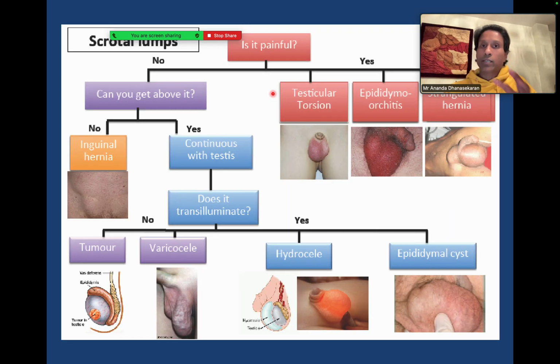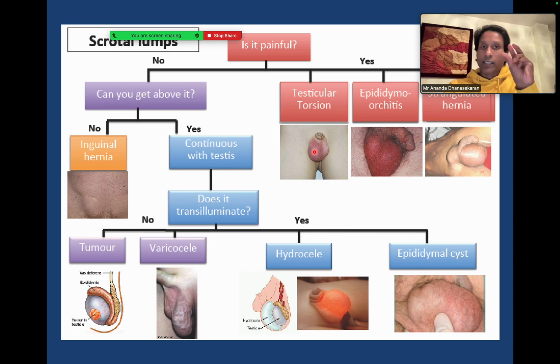Okay, we have the last bit, which is the lumps and bumps of the scrotum. Patients can present with pain in the scrotum. So the first question is, is it painful or not? If the patient has scrotal or testicular swelling, but it is not painful, then they will end up in this line of pathway. While if it's painful, they will mostly be heading towards infection like epididymo-orchitis, or testicular torsion, common in young teenage men, or it could be a hernia.